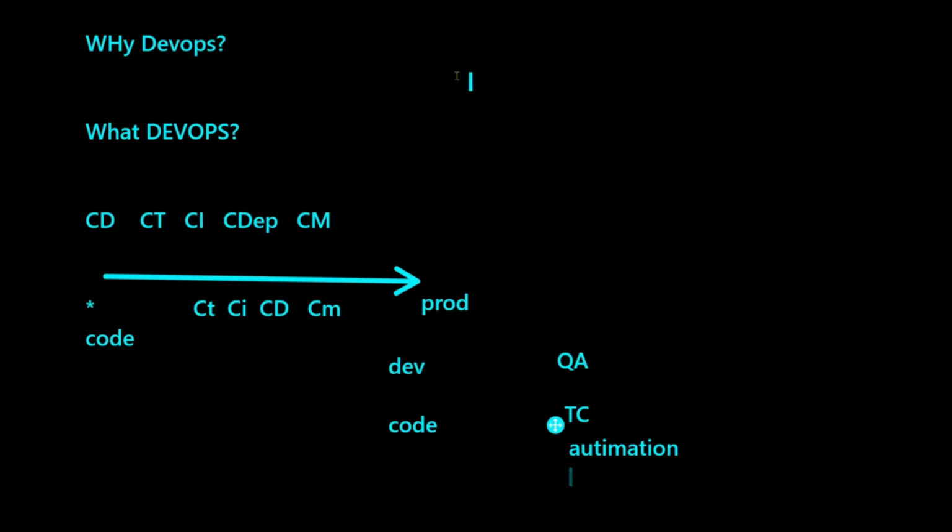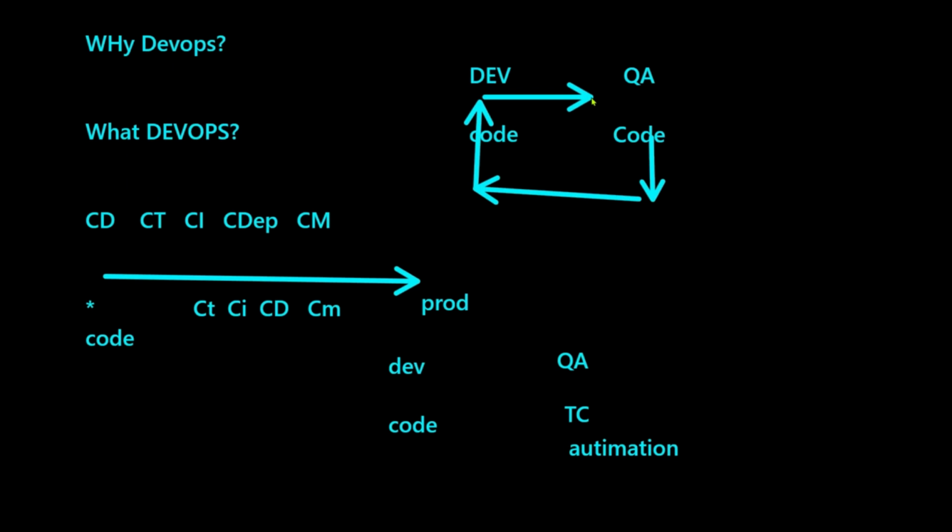See, actually in the traditional methodology, I'm talking about the dev team. They write the code. Then the QA team will test the particular application or code. Let's say the QA team identified some bugs, some defects. They'll report them to the dev team. They'll fix them. This process.